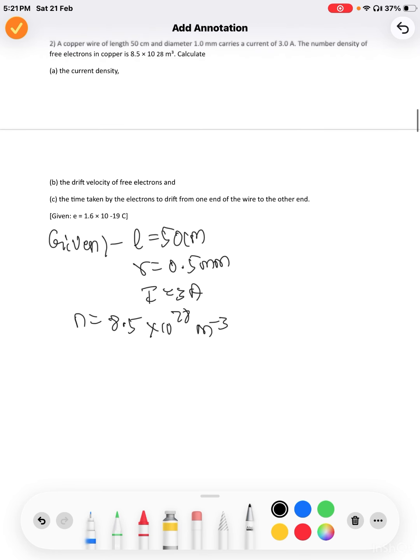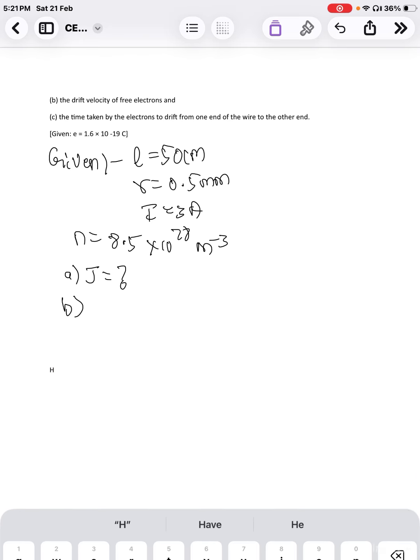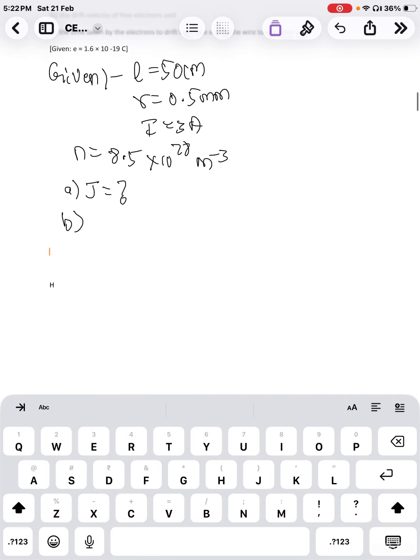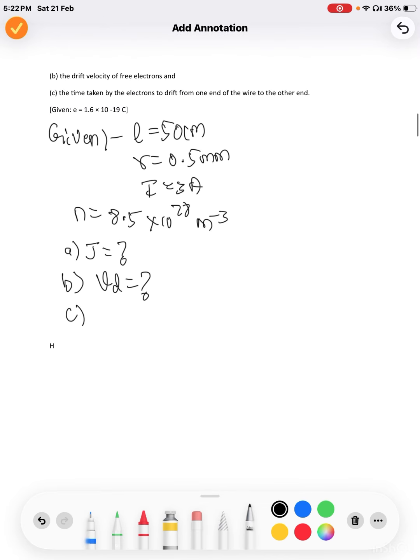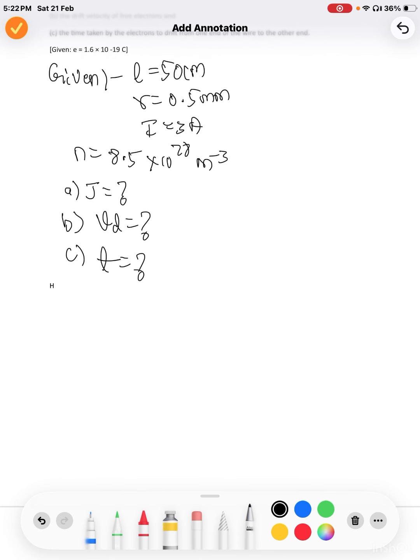So now, first we go to current density. Yes, we have to find the J value first, and the second thing we have to find is the drift velocity. Next thing we have to find the time taken, that is the time taken to drift through 50 centimeter. Okay, so we'll find the current density first.